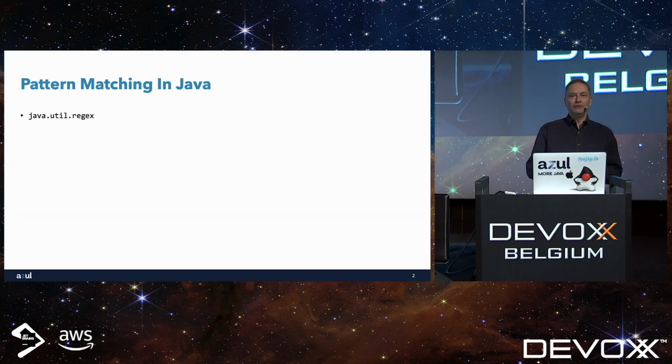So what are we going to talk about? Well, we could talk about pattern matching in Java. And if you look at the APIs that we have, java.util.regex. And that's been there since JDK 1.4.